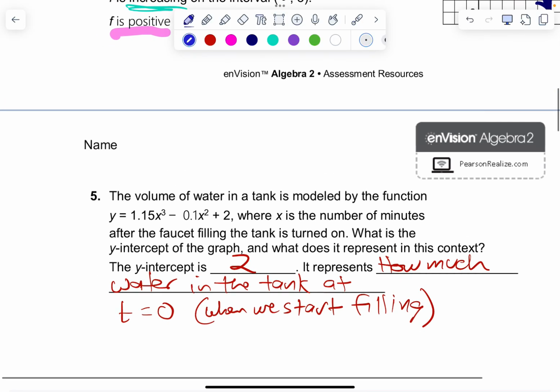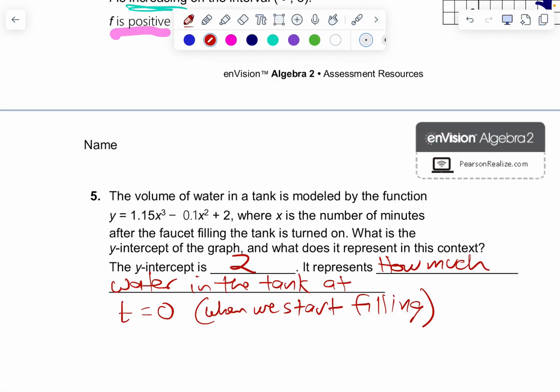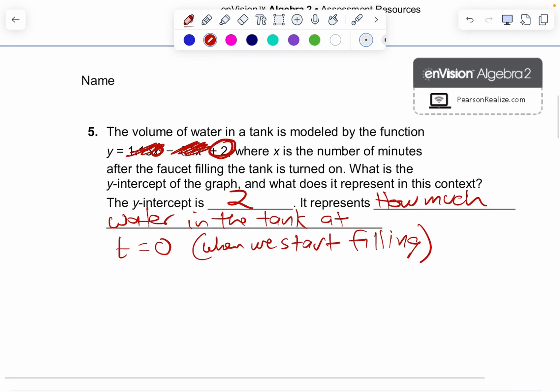All right, so again, the y-intercept. On these, even if they're nasty looking like this one, anytime you plug in x equals 0, this is 0, this whole thing is 0, and we're just left with 2. So 2 is our y-intercept. It represents how much water is in the tank at t equals 0, or at the beginning of our filling up. Okay, that's 2 points.